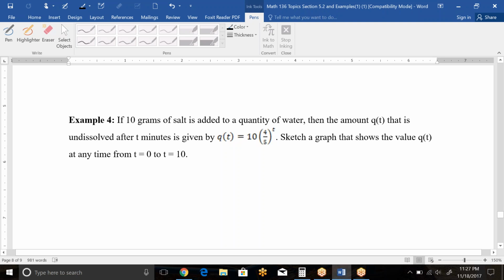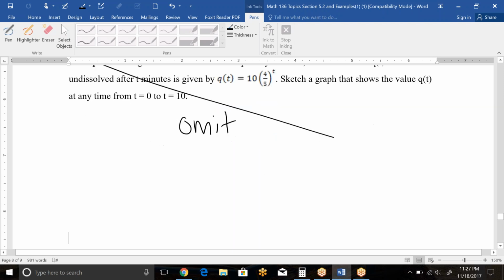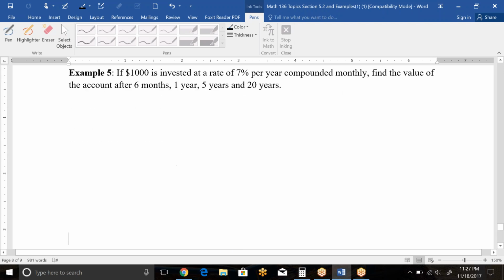Okay, so here's another example. Actually, we're going to X this one out. This one is no longer one that we make you do. We don't make you graph anything for that. So let's look at example 5.